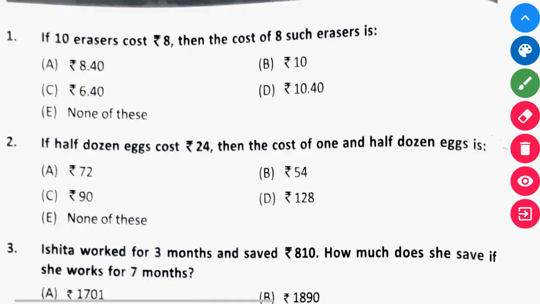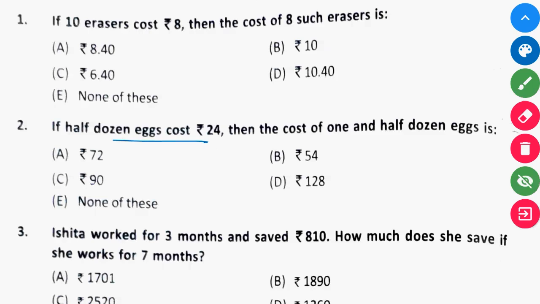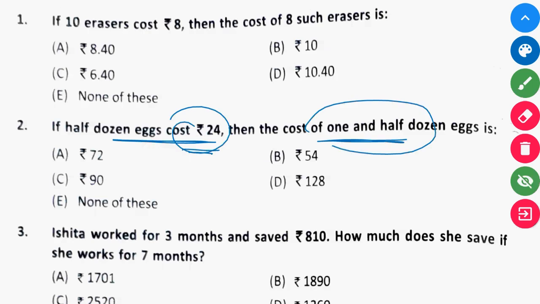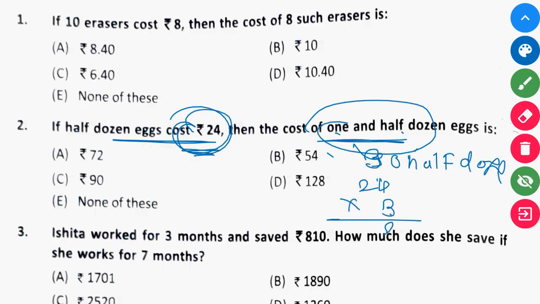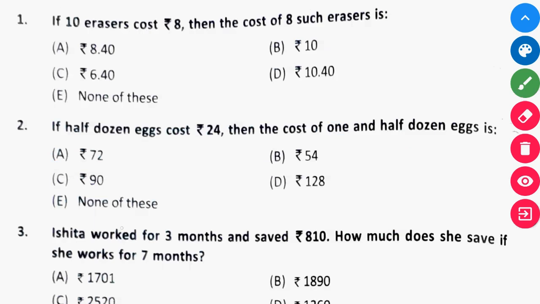Okay, understood. Then the next example is again half dozen eggs cost is given, and they have asked us the cost of 1.5 dozen eggs. You know in 1.5 dozen how many half dozens are there? There are 3 half dozen in 1.5 dozens. One half dozen eggs cost 24 rupees. So 3 such half dozens cost 24 multiplied by 3. 3 4s are 12, 3 2s are 6 plus 1 is 7. 72 rupees will be charged for 1.5 dozens of eggs.